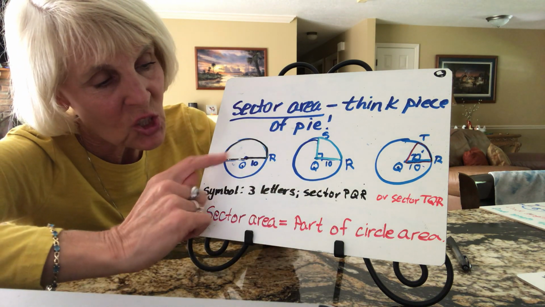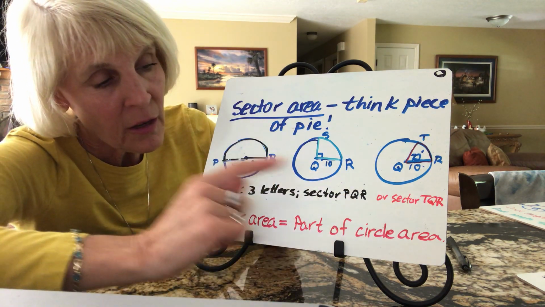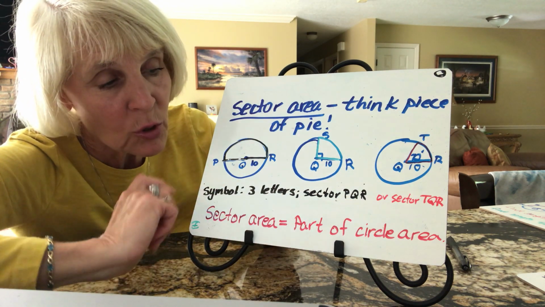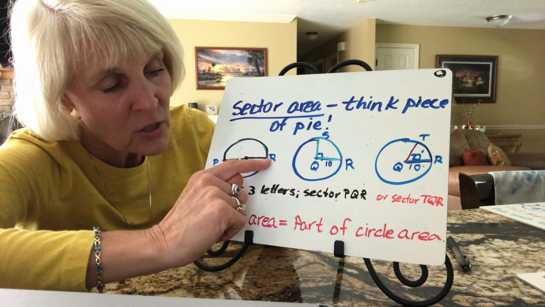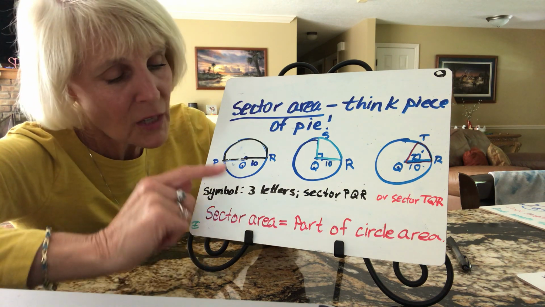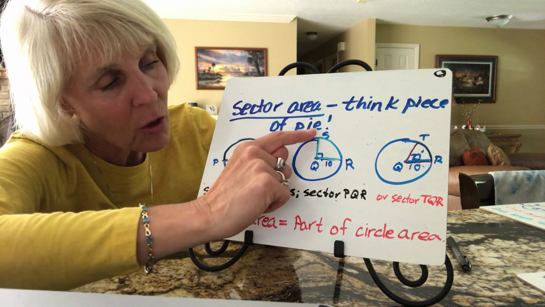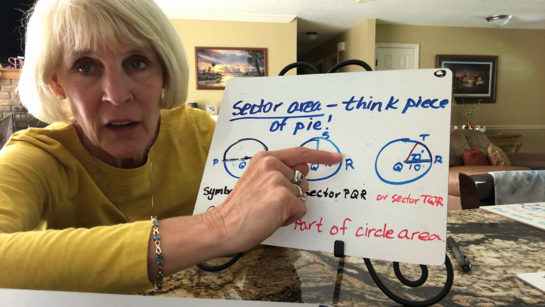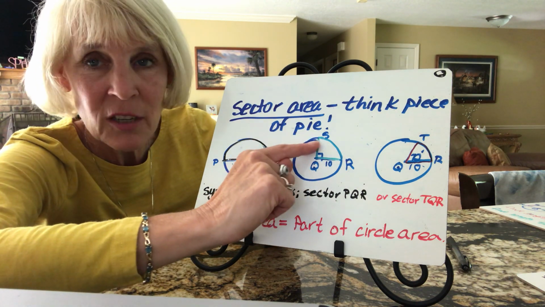So that means that it starts on the circle at P. The center of my circle is Q, so that would be called circle Q. And then my other point on my circle is R. Now, if I move that, I could call this then sector SQR, and that would be this part of the sector.